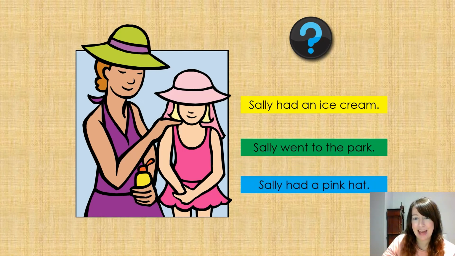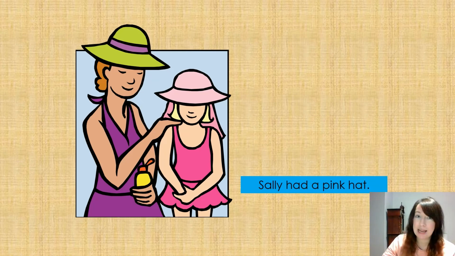Well done. It's the blue one. Sally had a pink hat. It couldn't be the ice cream because there was no ice cream in the picture. And it couldn't be the park because again, it's not in the picture and we didn't quite know. So this was the matching caption, Sally had a pink hat.